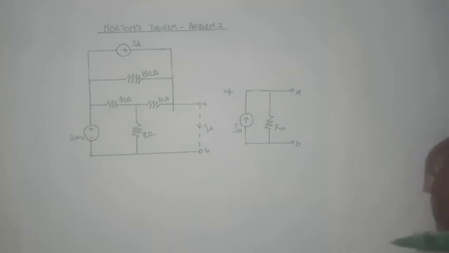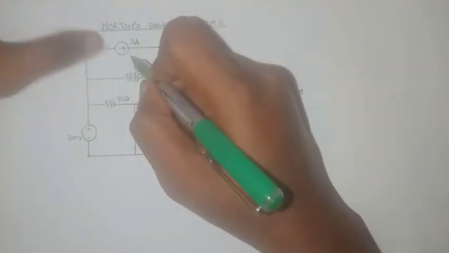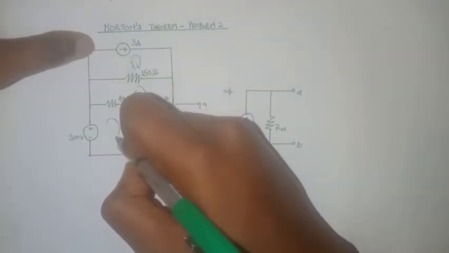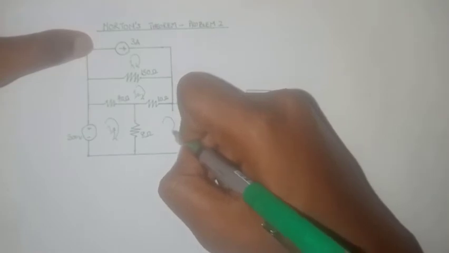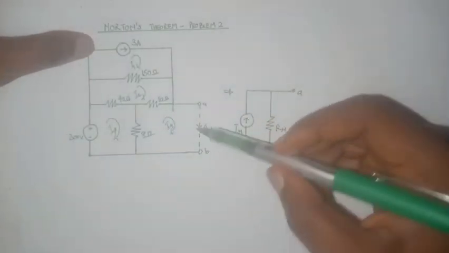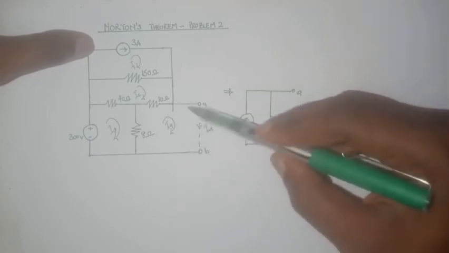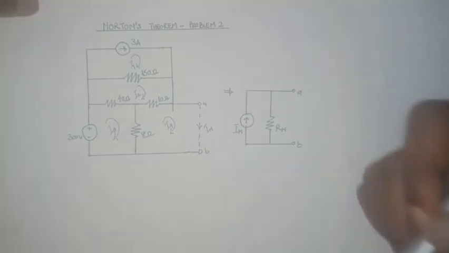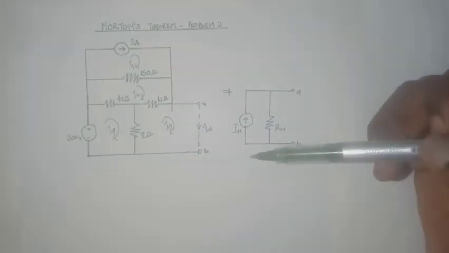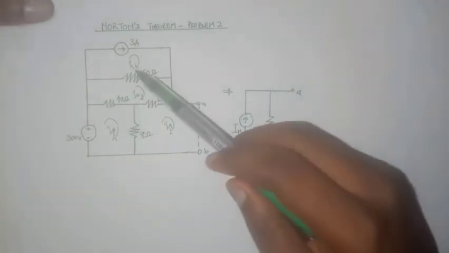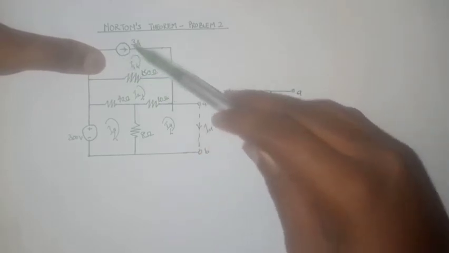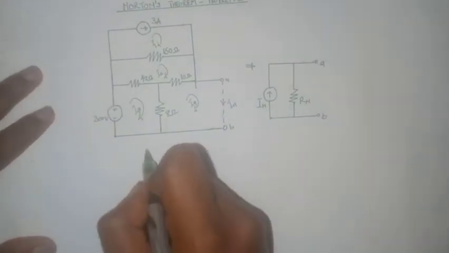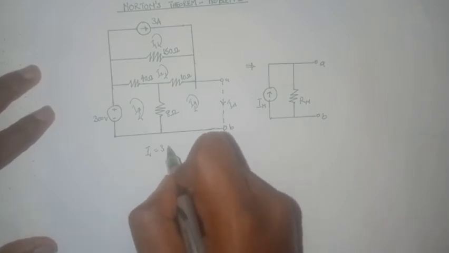We can simply use mesh analysis for this. This would be our first mesh, and it will have a current I1. Mesh 2, we have a current I2. Mesh 3, we have a current I3, and mesh 4 would have a current I4. Notice that the direction of I4 is the same as the direction of I_N, so we expect I_N to be equal to I4. This means the current we are actually interested in finding is I4. Looking at mesh 1, it's quite easy to determine that I1 is equal to 3 amperes, because there is a 3 ampere current source in the mesh.